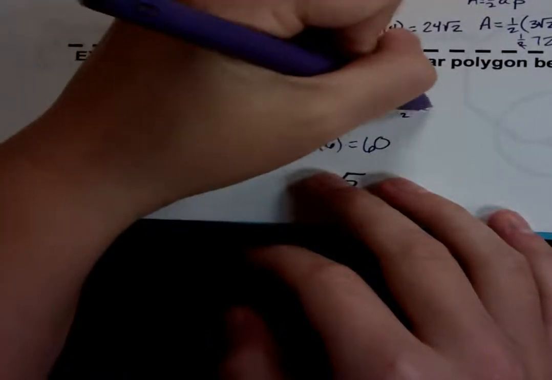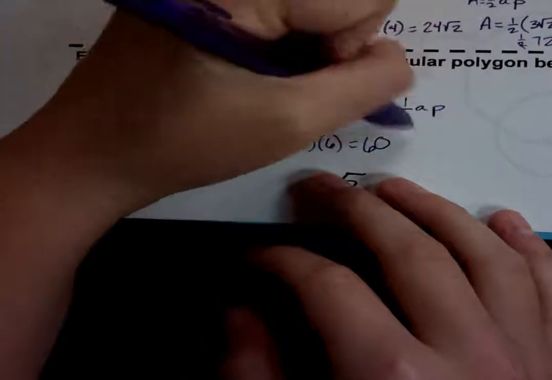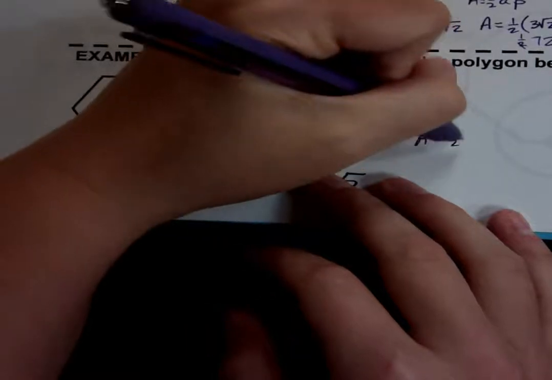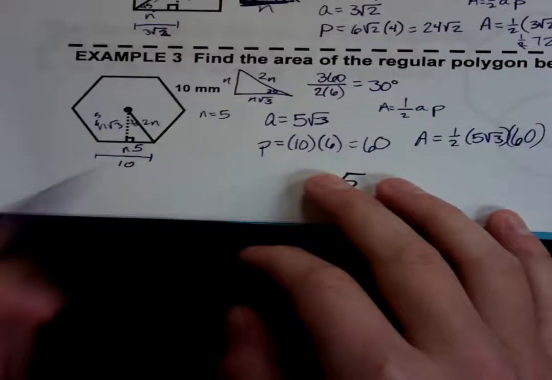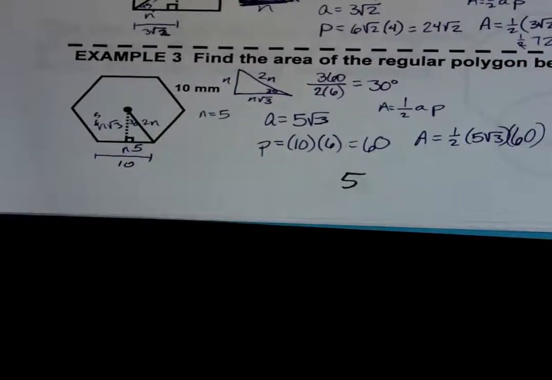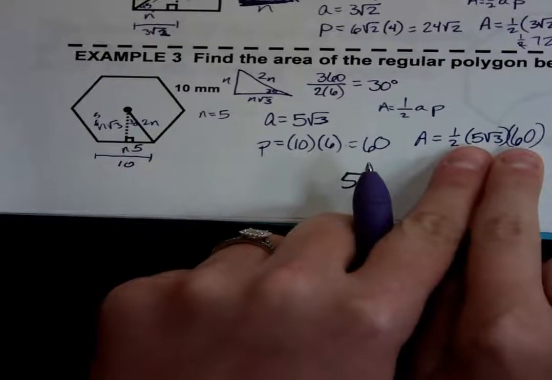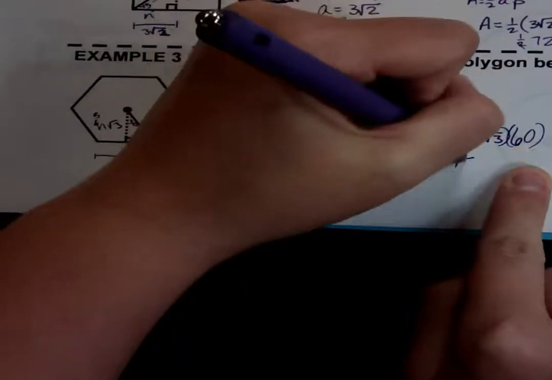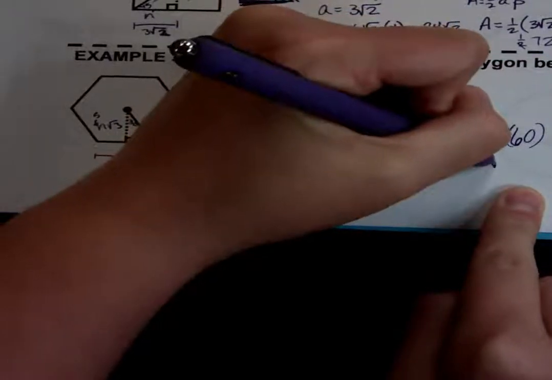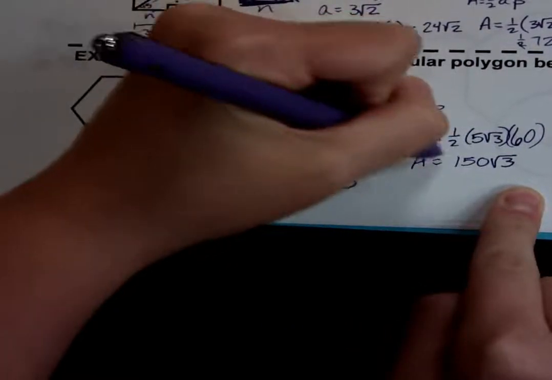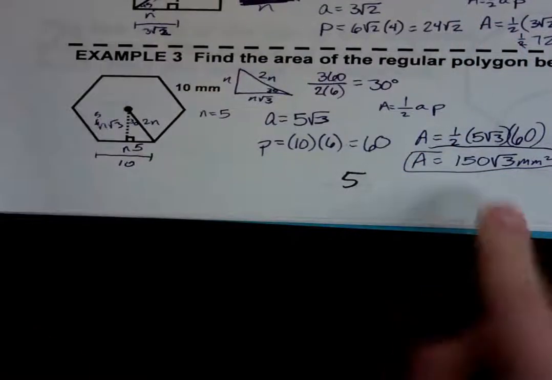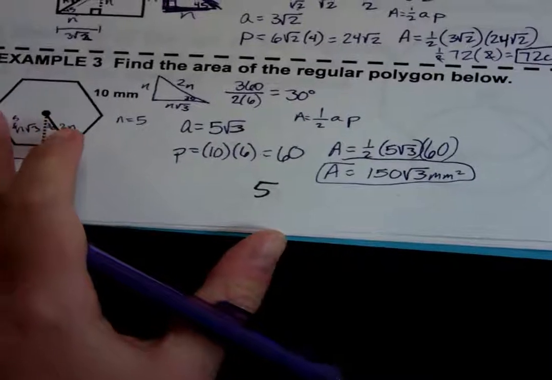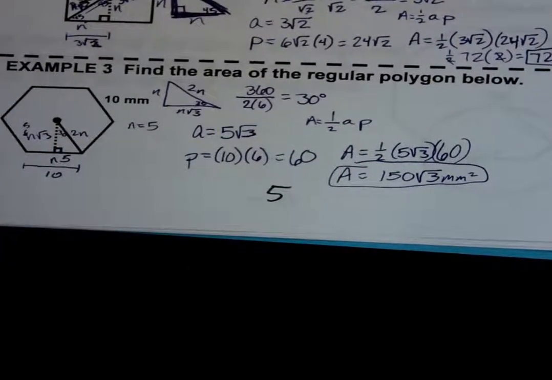So for our 1/2 AP formula, we have what we need. So our area is going to be 1/2 times 5 root 3 times 60. So really all we need to do is multiply 5 and 60 and cut it in half. So 300 divided by 2. And put a root 3 on it. All right, 3 down, 2 to go.